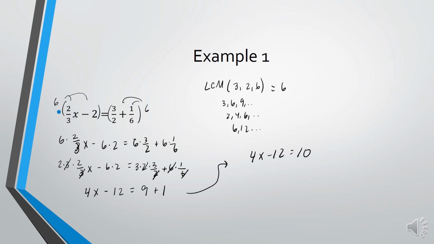And now this looks like a two-step linear equation. I'll add 12 to both sides. So 4x equals 22. And then divide both sides by 4. So I get x equals 22 fourths, which we can reduce. We can reduce that down to 11/2.